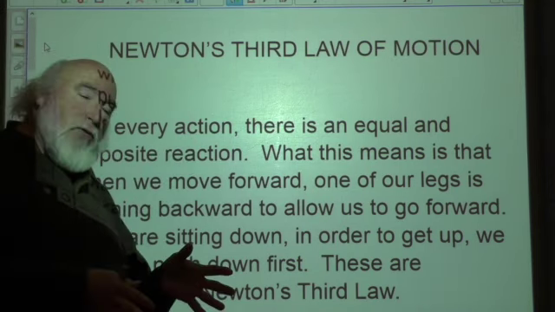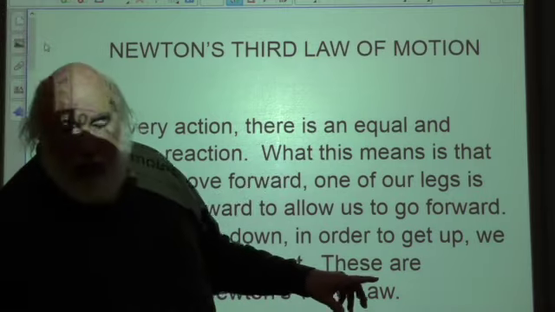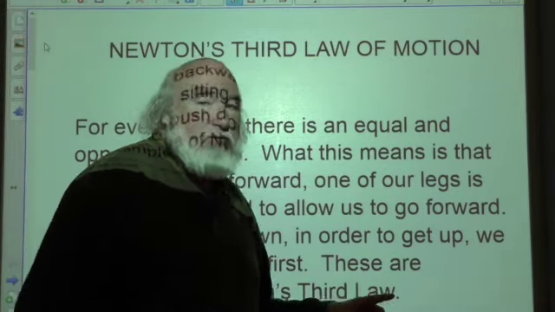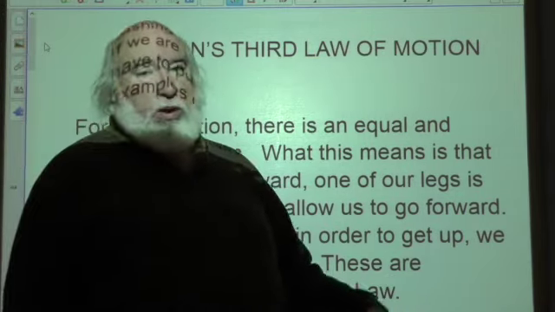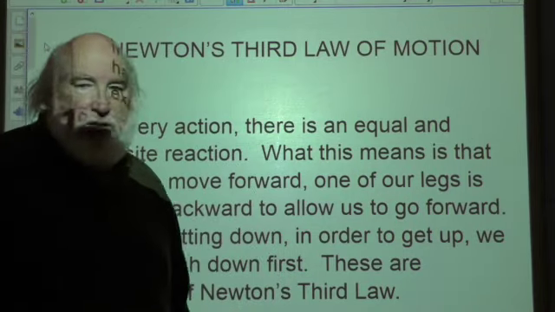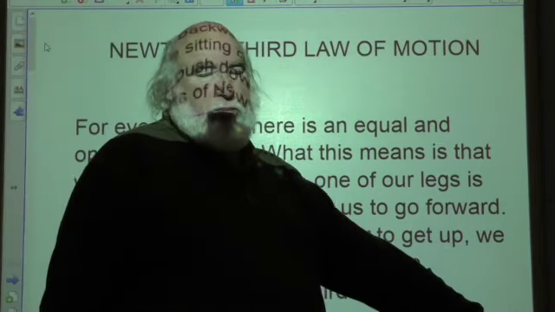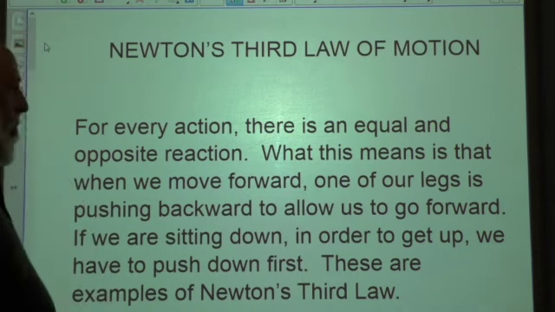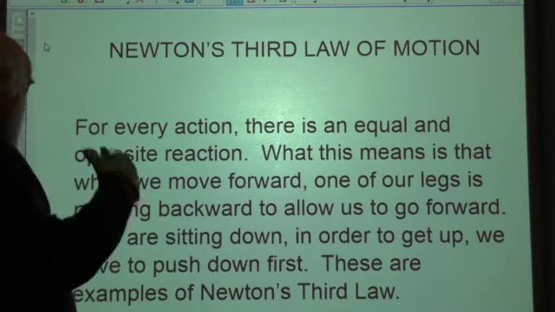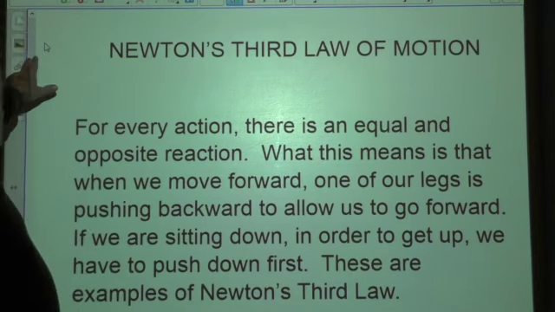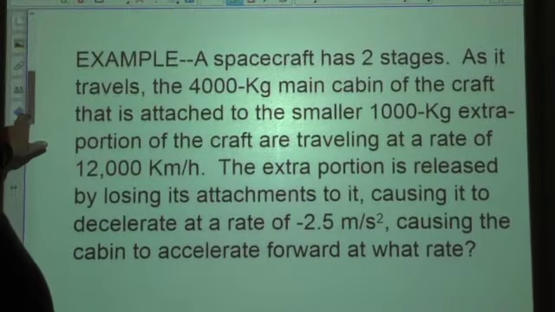If I want to walk forward, if I want to move this direction, this foot down here is going to have to push back while I go forward this way. So whatever force is being pushed back, that is the force pushing me forward. Okay? So, examples of Newton's third law.